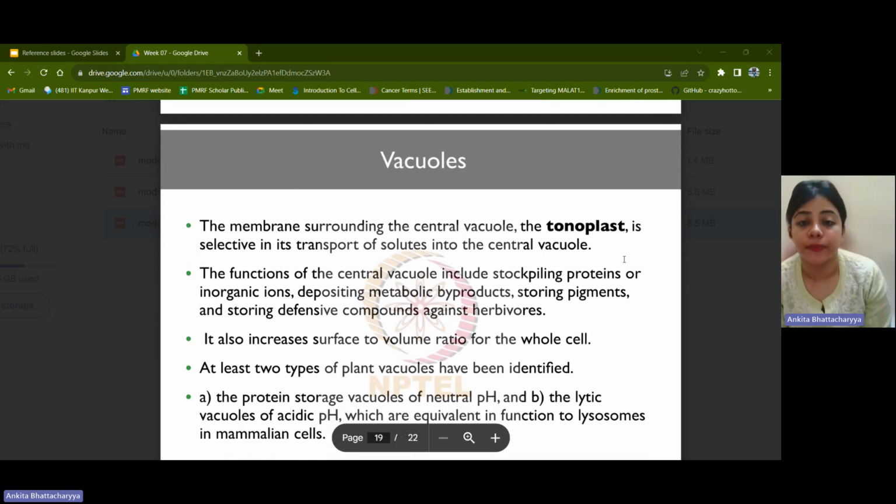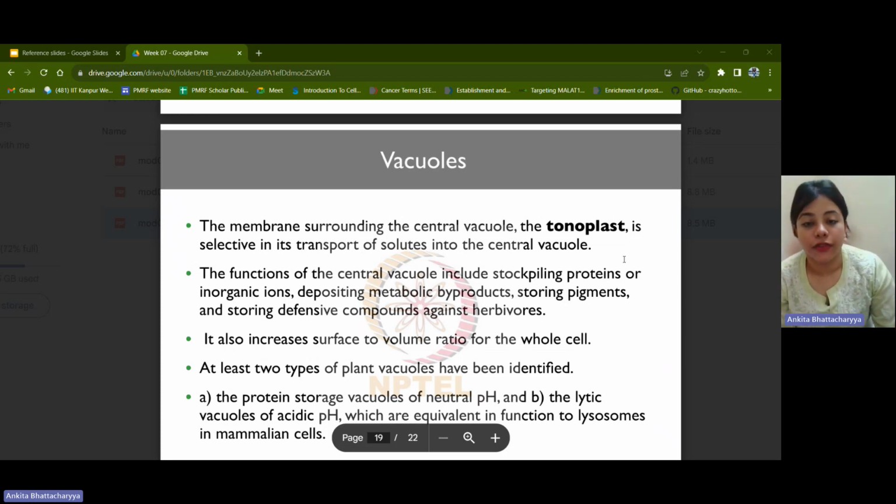So the membrane surrounding the central vacuole, which is the tonoplast, is selective in its transport of solutes into the central vacuole. The functions of the central vacuole include stockpiling proteins or inorganic ions, depositing metabolic byproducts, storing pigments, and storing defensive compounds against the herbivores.